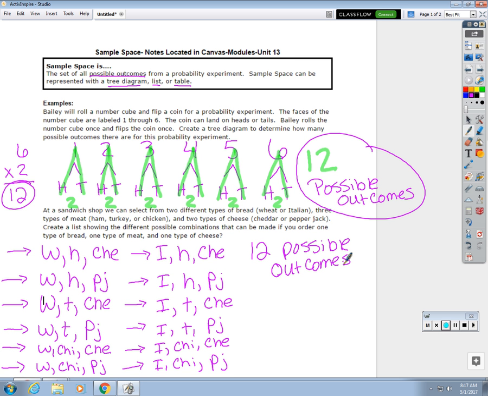And again, we could take the shortcut, and we know that there are 2 types of bread times 3 types of meat times 2 types of cheese, and we can multiply them together, and that gives us 12 as well. So there are a total of 12 possible outcomes.